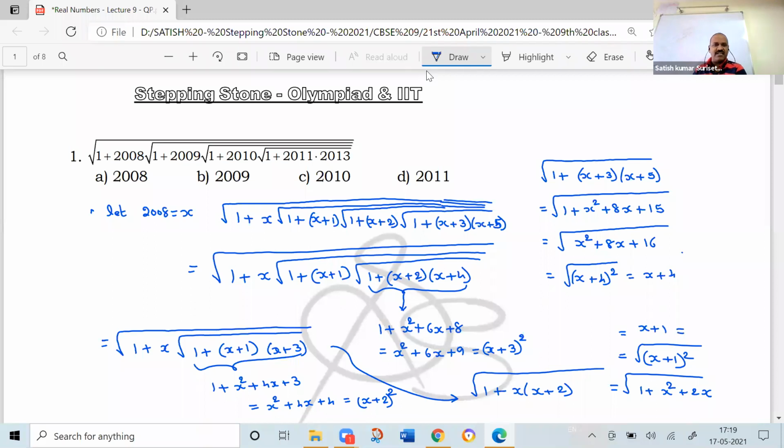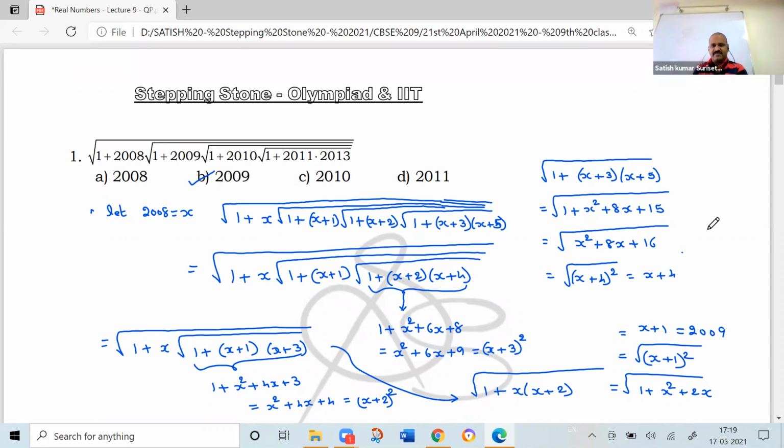But what is x? We have taken x as 2008. So 2008 plus 1, 2009. That is the answer. That means which option is it? So here you need to remember that you have to use a variable and express the entire expression in terms of x and then go on to simplify. So try to remember the method.